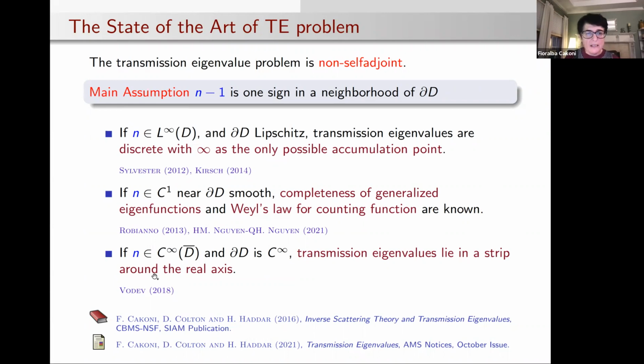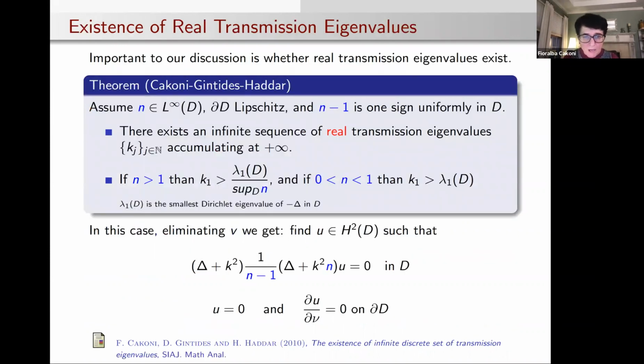And using microlocal analysis, semi-classical analysis, Vodev actually showed that all transmission eigenvalues for a very smooth configuration lie in a strip around the real axis. And I said that there are complex eigenvalues known for spherically symmetric media. But now let me go to my question. I'm interested in whether there are real transmission eigenvalues, because I would like to analyze the non-scattering configuration. So I need to figure out whether the necessary condition is satisfied.